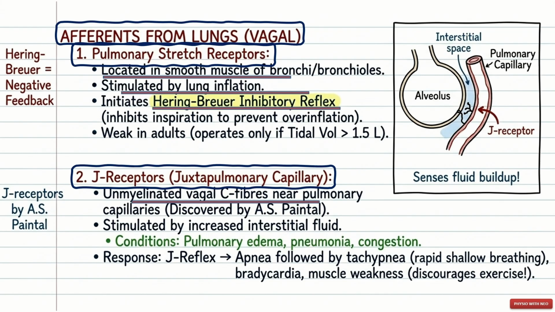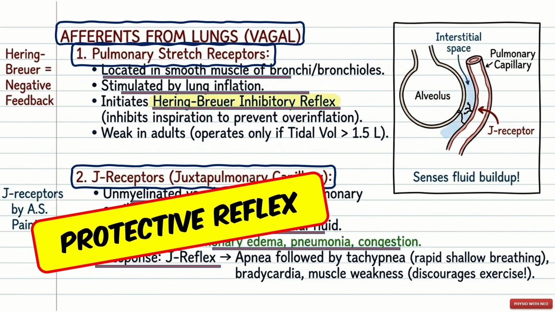This receptor was discovered by an Indian scientist, A.S. Paintal. These receptors are stimulated whenever there is an increase in the interstitial fluid, in conditions like pulmonary edema, pneumonia and congestion. Whenever the interstitial fluid increases, it initiates the J reflex. That is, it causes apnea followed by tachypnea, rapid shallow breathing, bradycardia and muscle weakness. Both discourage exercise. Remember, these pulmonary stretch receptors and J receptors both play an important role in protective reflexes.